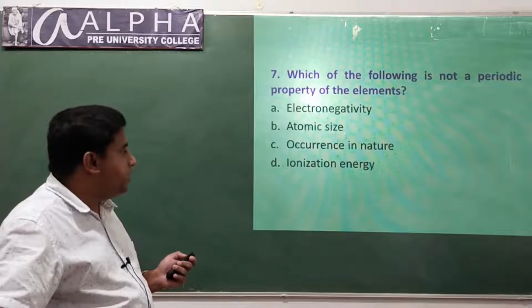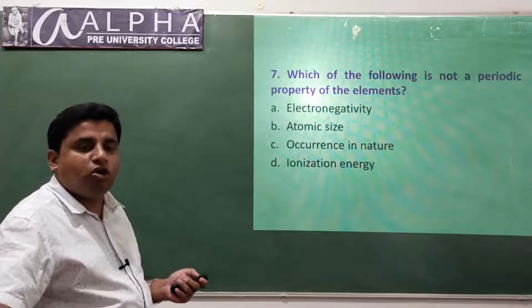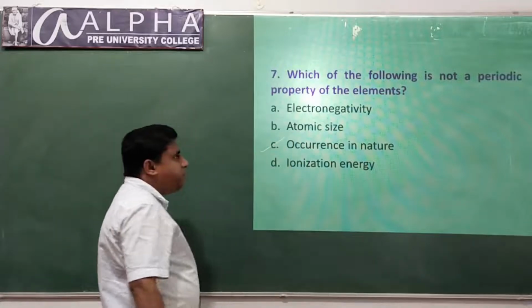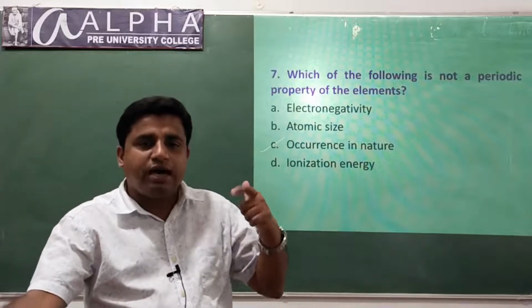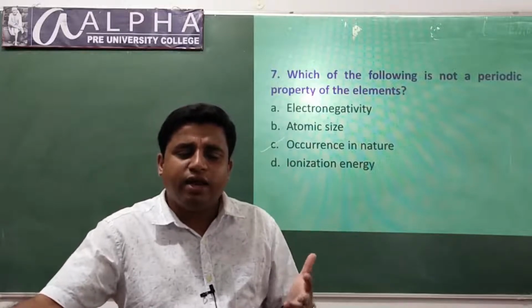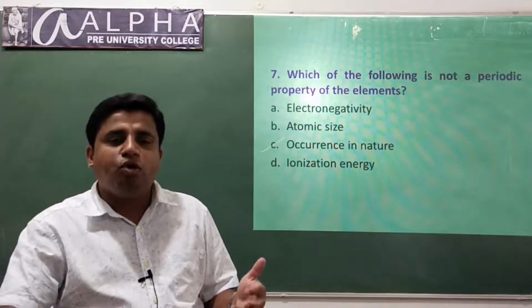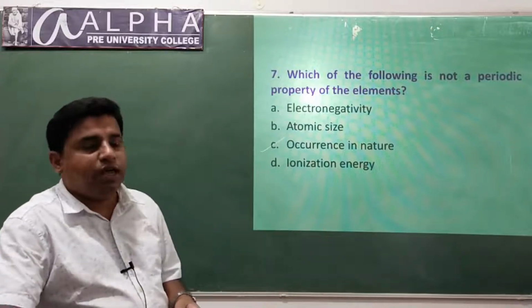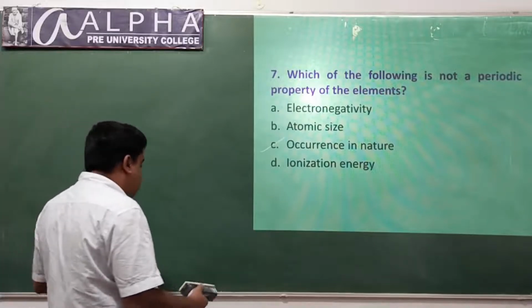Electronegativity is a periodic property. Atomic size or ionic size are periodic properties. Ionization energy is also a periodic property of an element. Occurrence in nature is not a periodic property of an element. So the periodic properties are atomic size, ionic size, ionization enthalpy, electron gain enthalpy, electronegativity, metallic character, non-metallic character, melting point, boiling point, reactivity, etc. But occurrence in nature is not a periodic property of an element. Good. Next question.